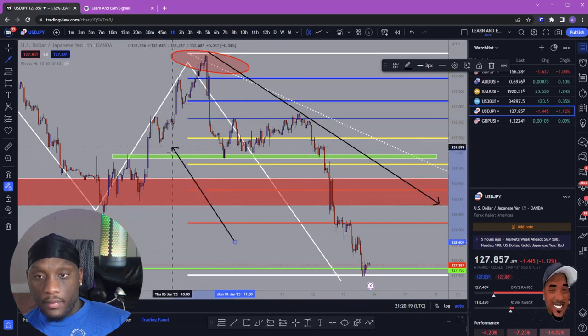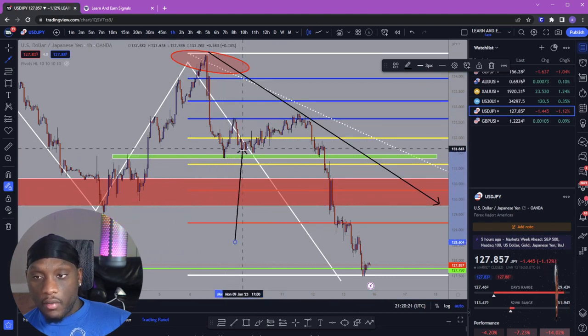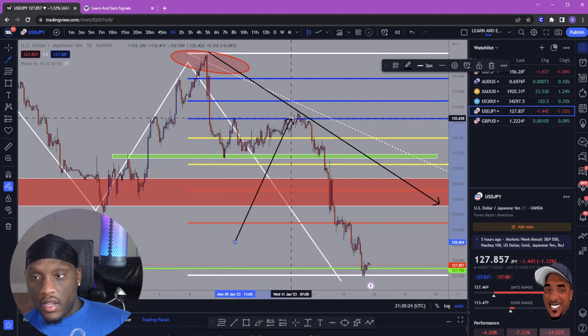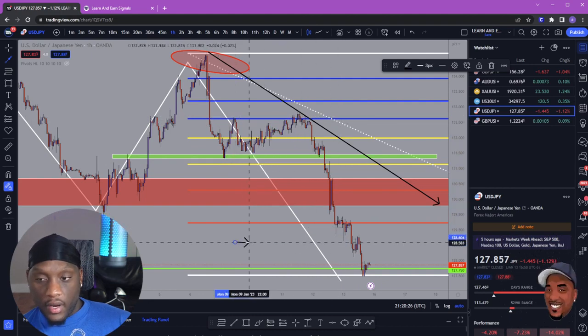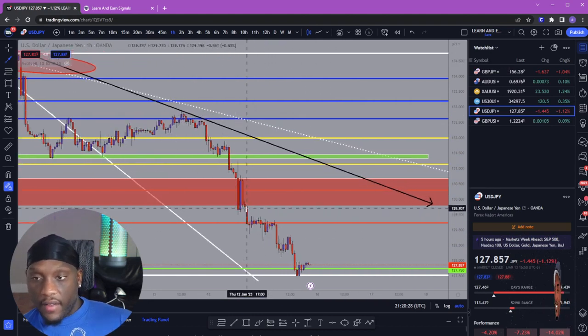You can see that boom, we came, we pulled back, we came. Consolidation wise, we never broke above here. We fell and dropped, right? Now, from my perspective, I feel like another fib can be drawn from right here to right here.